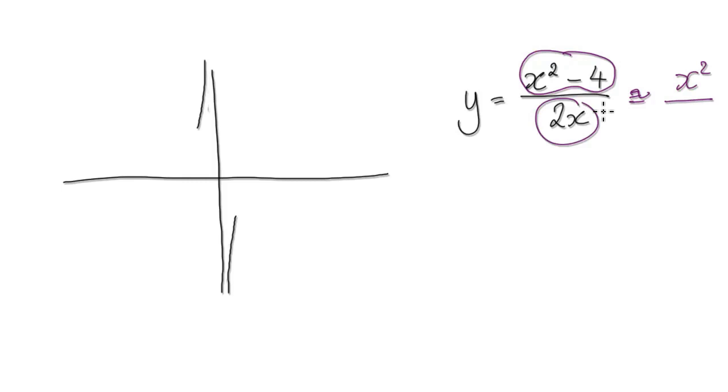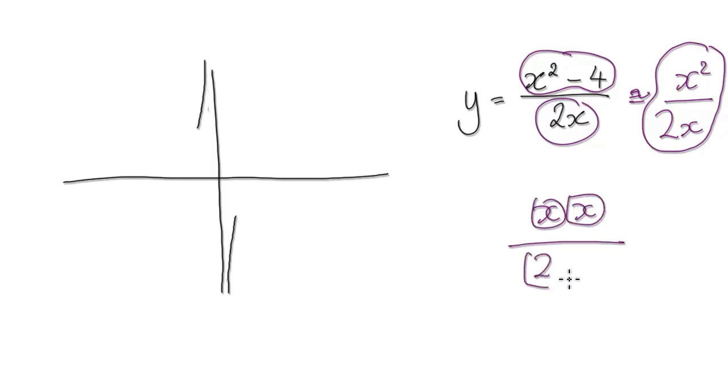And then this thing here, well, let's just imagine it as this. So now you got x squared divided by a block of 2 and then a block of x. That's just going to be like a half x. So when x is very big, you can imagine it. You can draw a graph of y equals a half x. So that's a gradient of a half.